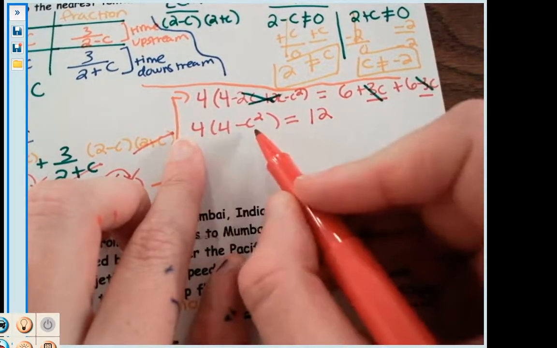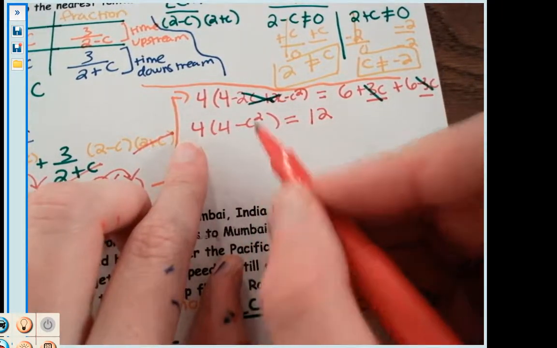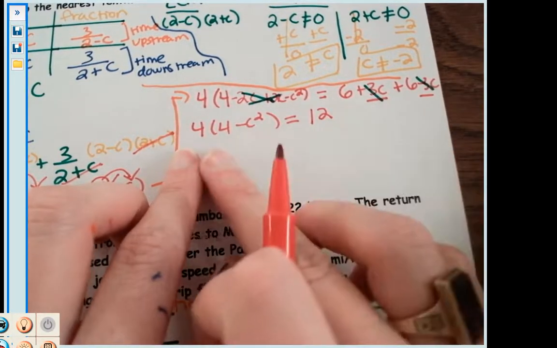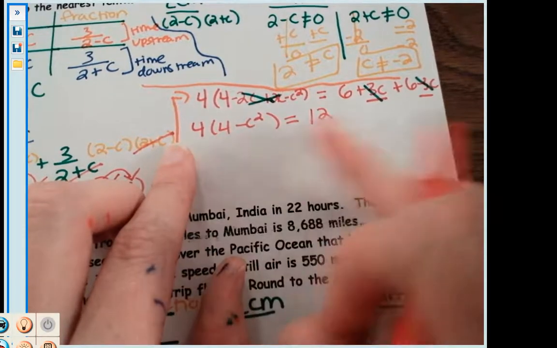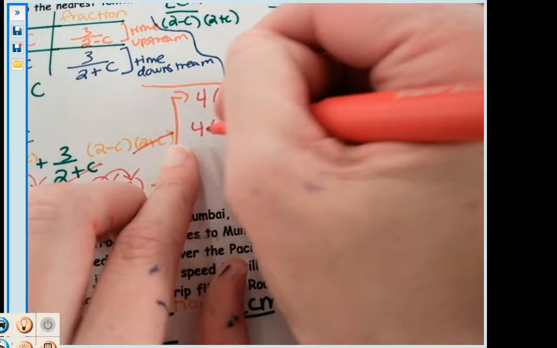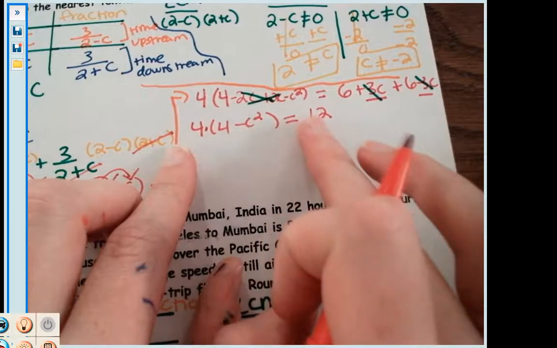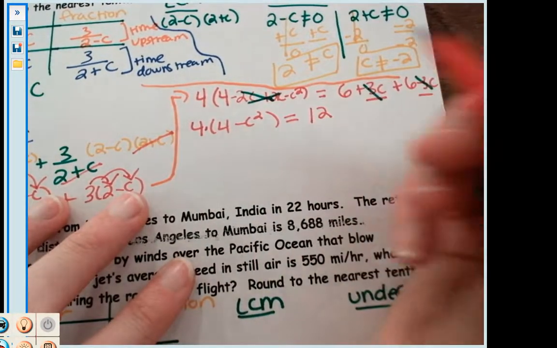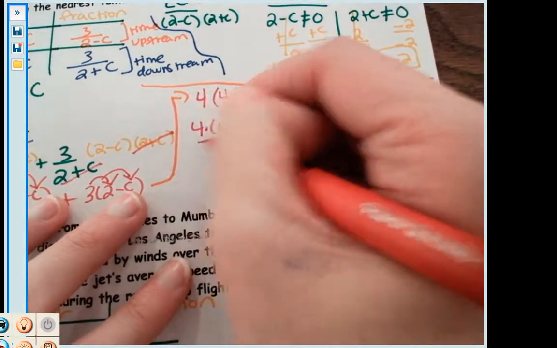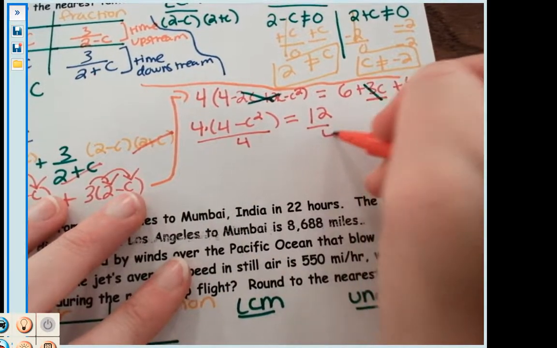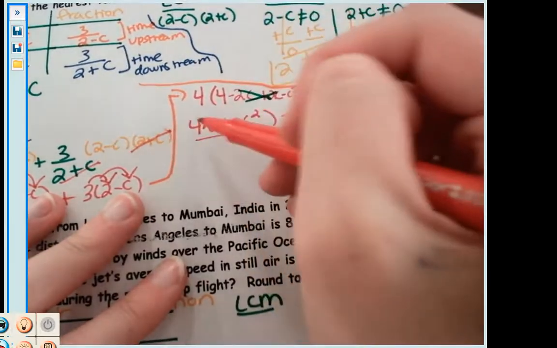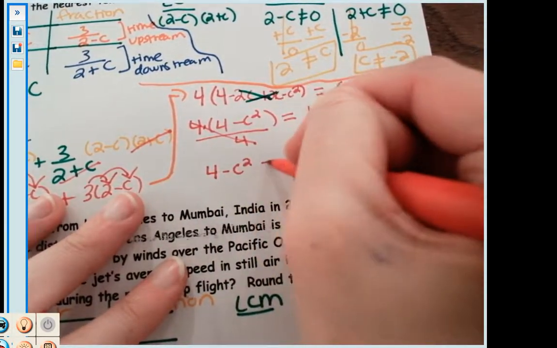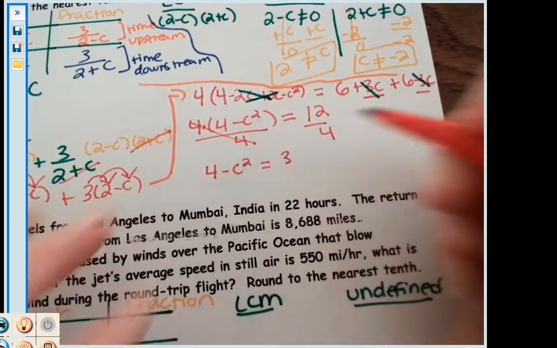I got a number outside of parentheses, which means I need to distribute. Or, a faster way to get this done, you could bring the 4 to the other side. Since it's secretly multiplying, if you didn't want to distribute, you could just divide. So I'm going to divide each side by 4, which 4 divided by 4 cancels. So I'm left with 4 minus c squared equals 12 over 4, which is 3.